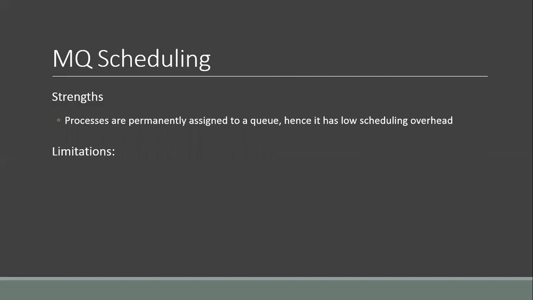As far as limitations are concerned, a process in a low priority queue may starve. For example, in a system in which there is a continuous steady stream of foreground processes, a background process may starve. It will not gain control of the CPU because there is a continuous stream of foreground processes. And because foreground processes have priority over background processes, this background process may starve.